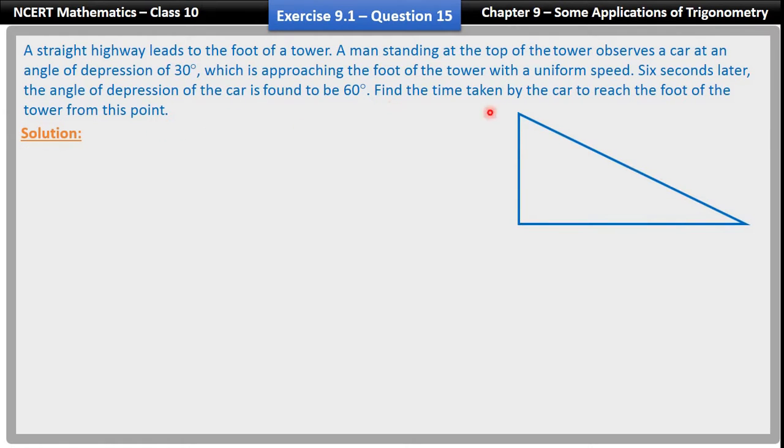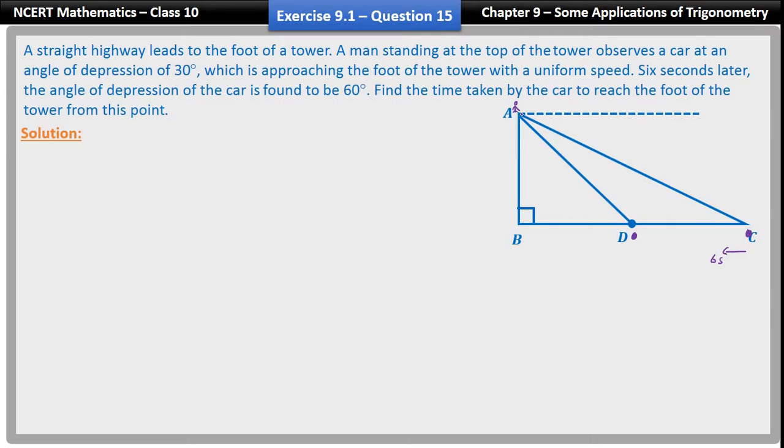So let's first draw the diagram. Let's say this BC is the highway. And initially, let's say the car is over here, and this is traveling in this direction. So after 6 seconds, the car is found to be in this point. Now, a person is standing over here on the top of the tower.